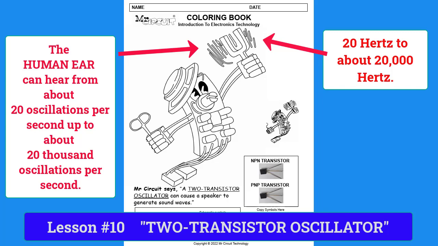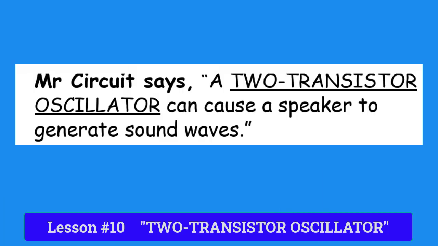What does a two-transistor oscillator do? At the bottom of the page, what does Mr. Circuit say? Mr. Circuit says, a two-transistor oscillator can cause a speaker to generate sound waves.